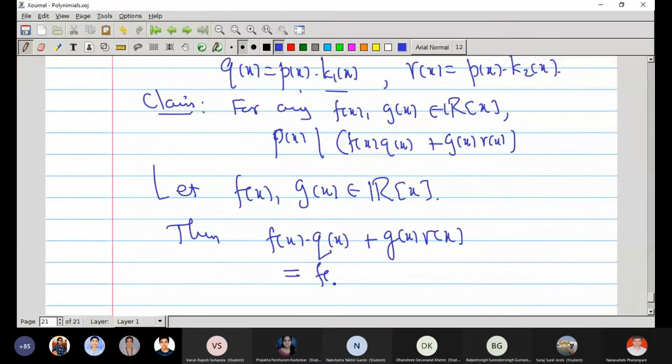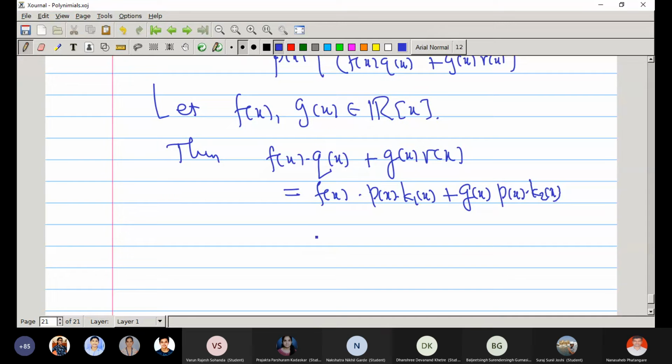What is Q(x)? P(x) times k1(x). And what is R(x)? P(x) times k2(x). Now P(x) is common. So f(x) times k1(x) plus g(x) times k2(x). Whatever is common, take it outside. So we started with this combination, and we found this.